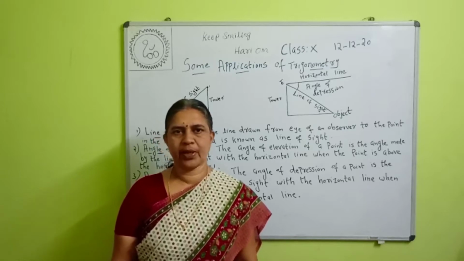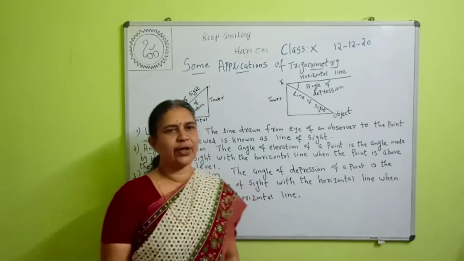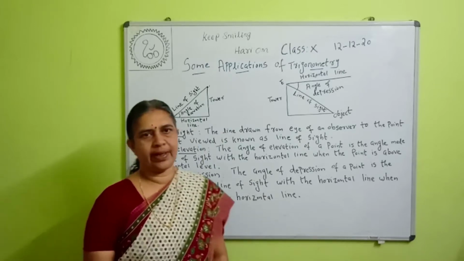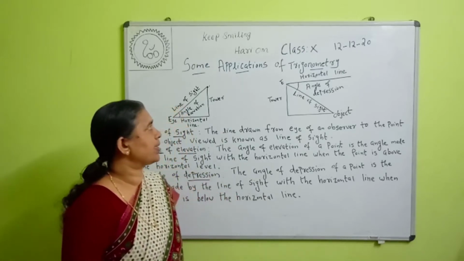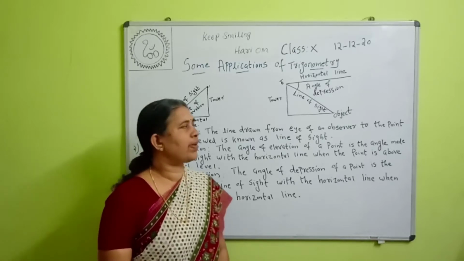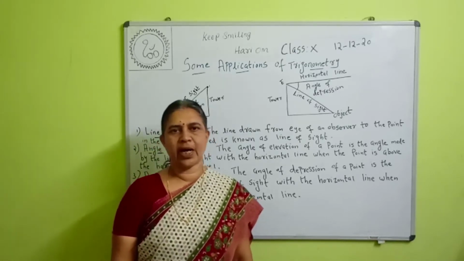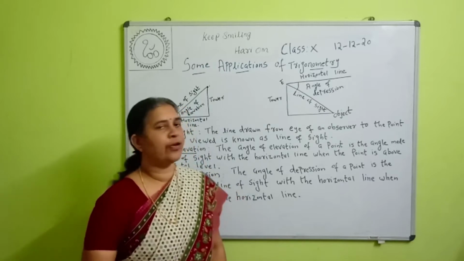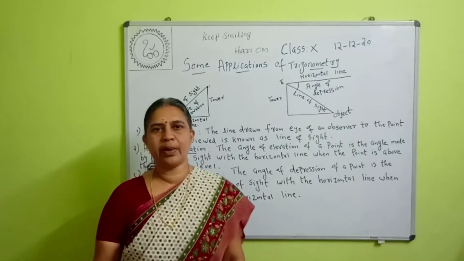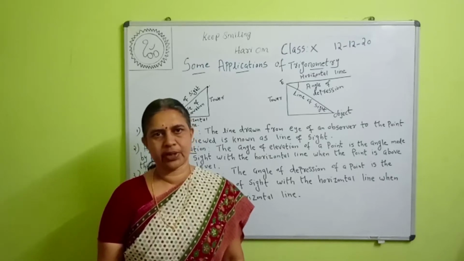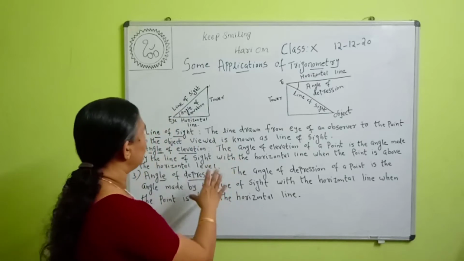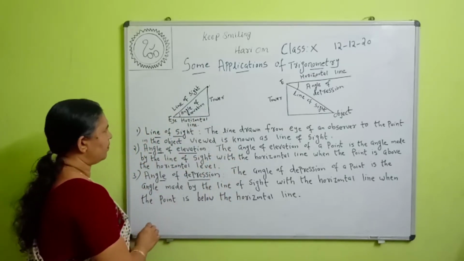Always remember it. Today we will study a new lesson, some applications of trigonometry. We can apply trigonometry to find the height of a building without actually measuring it. We can find the height of a building using trigonometric ratios. Before that, we will study some important terms.